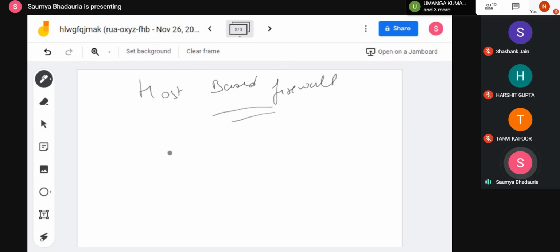Okay. Now the problem comes in: what would be the location of such firewalls? Okay. Now the common location for such host-based firewalls would be the place where your server is located.